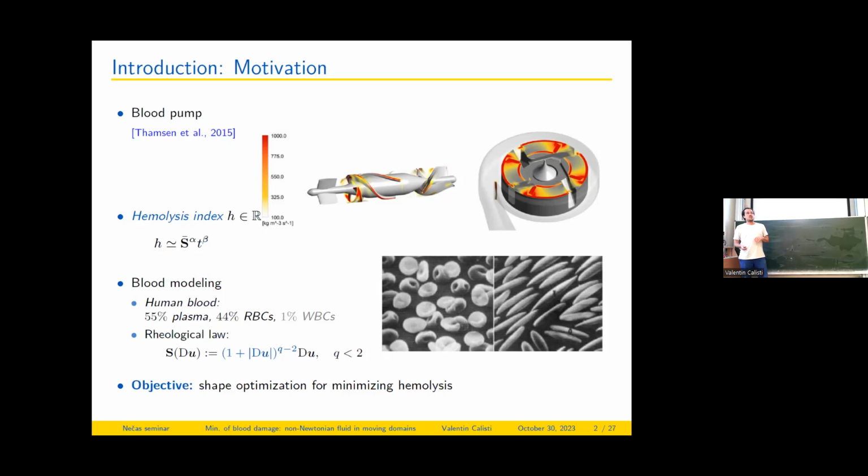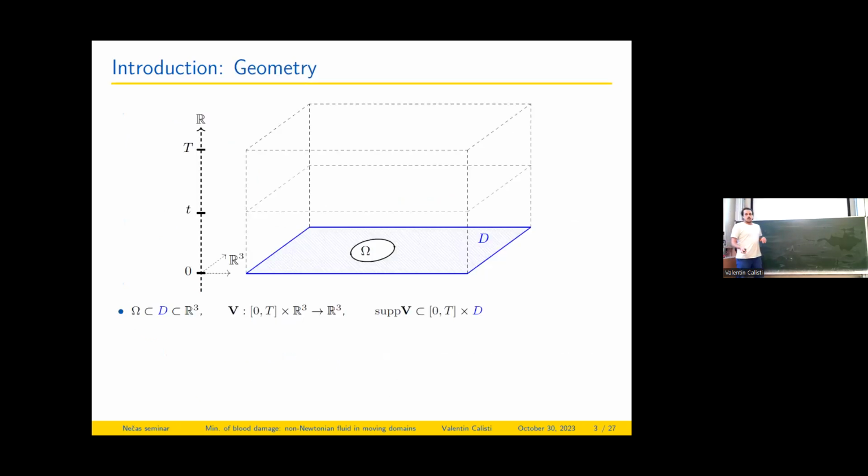So once we have this, I would like to define the geometry of our problem. In our case, we will consider a domain here, omega, that I will call a starting domain in R3.